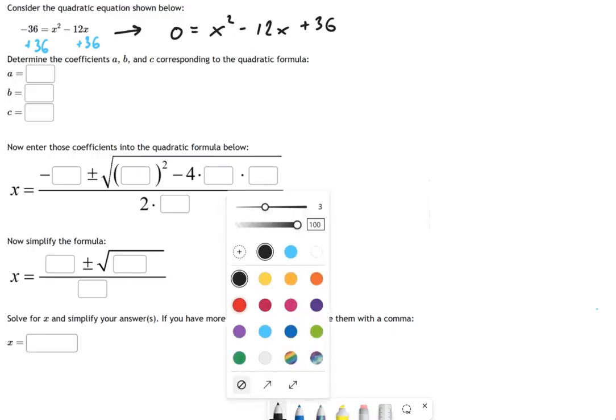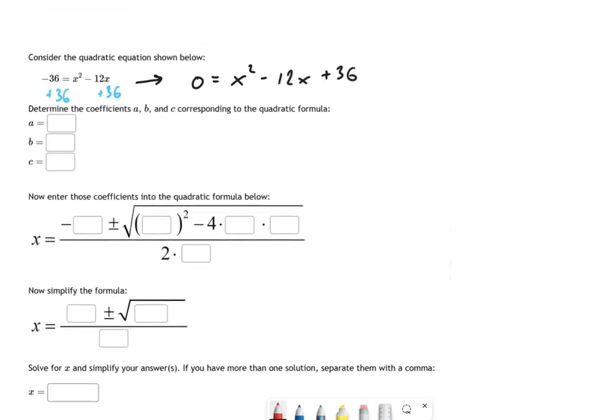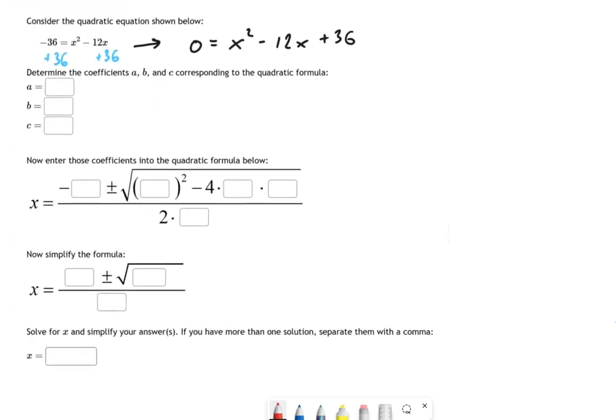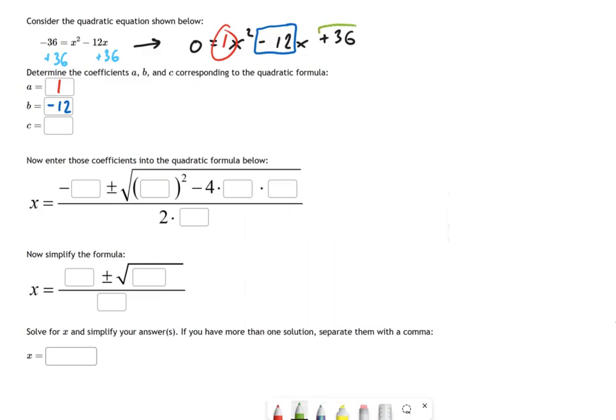Next step, we need to talk about a, b, and c. So a, b, and c are simply the numbers, the coefficients in front of your variables. Right here, you can see there's a 1 in front of that x squared. So that's going to be my a. My a is equal to 1. Next, I'm looking right here at the number in front of the x. That's b. So negative 12 is b. And lastly, I look at the constant at the end. That is c. So that's going to be 36.